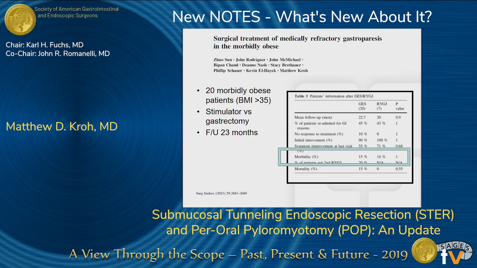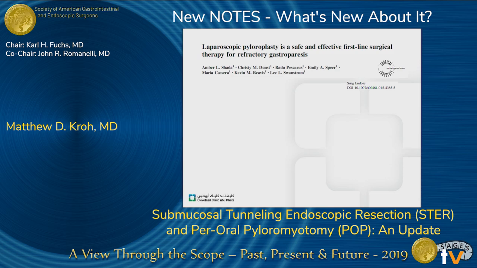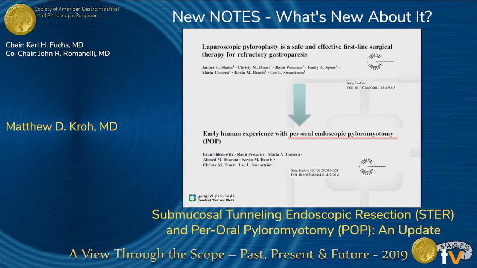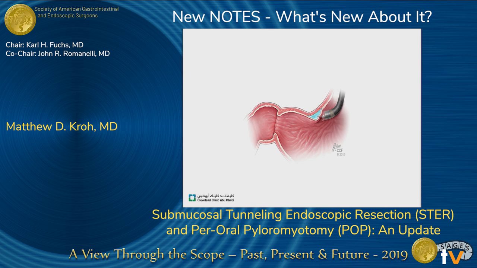Well, this is the Portland group. They published a series looking at laparoscopic pyloroplasty for gastroparesis, and as a well-respected group of surgical endoscopists, they applied that same principle to the end of an endoscope, looking at the early human experience with peroral endoscopic pyloromyotomy. So what does this look like? It's similar to POEM, but shorter. It's accessing the submucosal plane above the muscular layer, tunneling, dividing the pylorus, coming back and closing the submucosal tunnel.